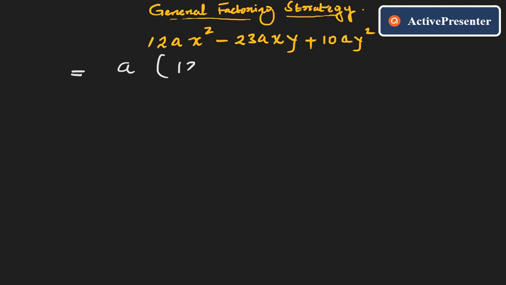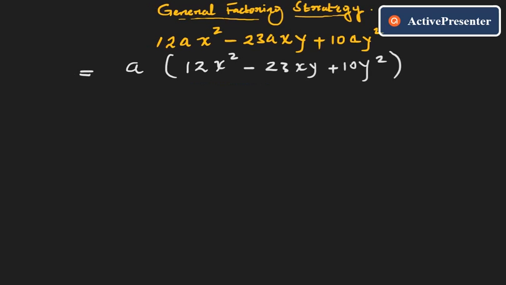So this will be 12x squared minus 23xy plus 10y squared. Now, do we have a perfect square trinomial? Is this a perfect square trinomial? That is, this is squared and this is squared, and if you multiply them together with 2, you will get the middle term. If not, try to factor it. Let's see right now how to factor this trinomial. Of course, a here will be left. Let's open parentheses and see.